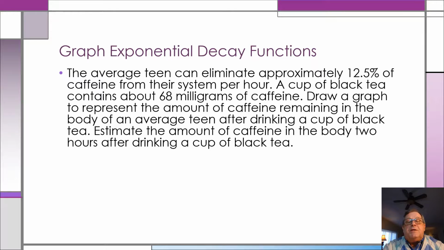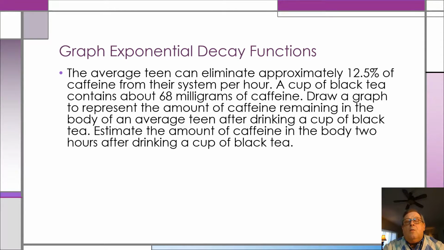So let's see, the average teen can eliminate approximately 12.5% of caffeine from their system per hour. A cup of black tea contains about 68 milligrams of caffeine. Draw a graph to represent the amount of caffeine remaining in the body of an average teen after drinking a cup of black tea. Estimate the amount of caffeine in the body 2 hours after drinking a cup of black tea.